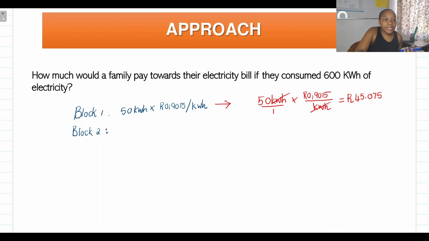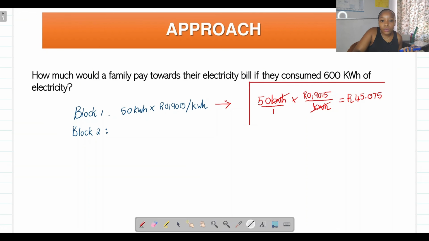Okay, so this is basically just an additional note so that you understand why I'm writing it like that, so that you don't get confused. All right, what does it mean? Okay, what does it mean when I write 50 kilowatt hours multiplied by 0.9015 per kilowatt? That is what is going on there.